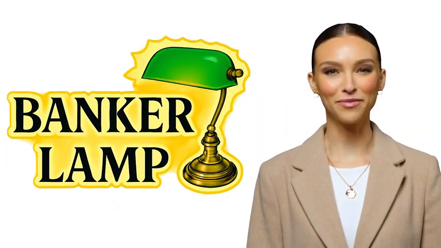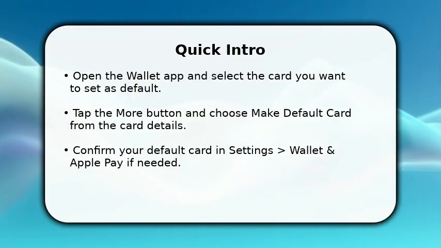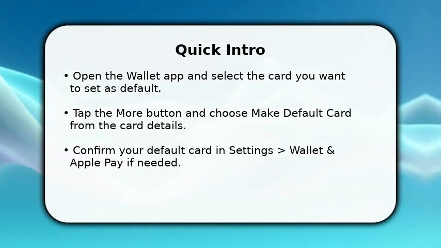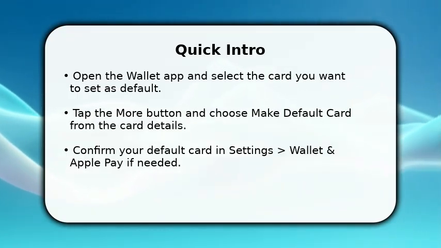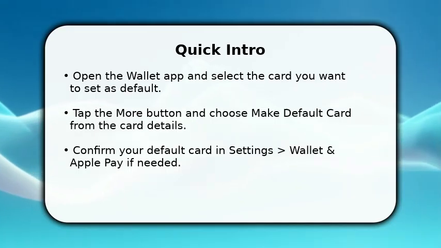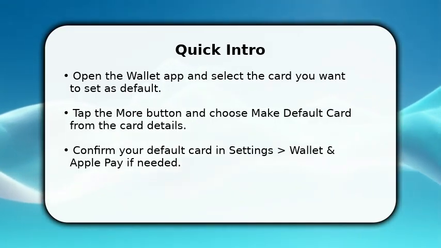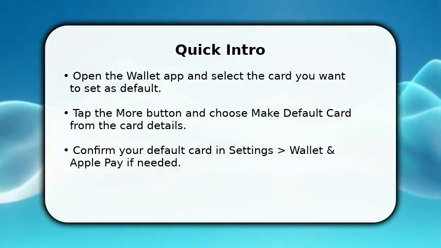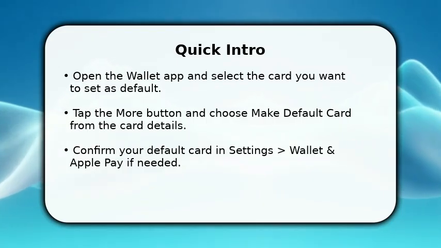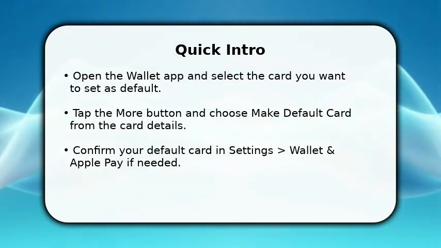Please enjoy the video. In this video, I will explain how to make a card default in Apple Pay, full guide. Open Wallet on your iPhone and tap the card you want to set as default, then tap the More button and select Make Default Card. I will walk you through checking region settings, managing cards for Apple Watch, and troubleshooting if the option is not visible. Stay with me and we will finish this in minutes.